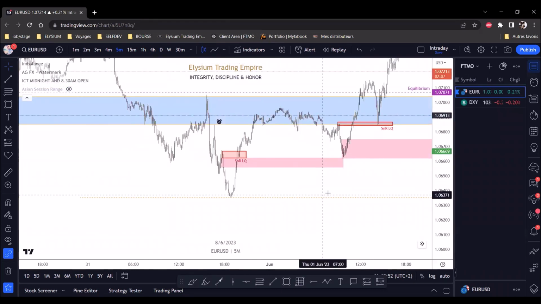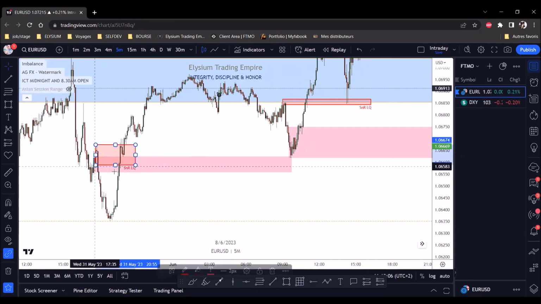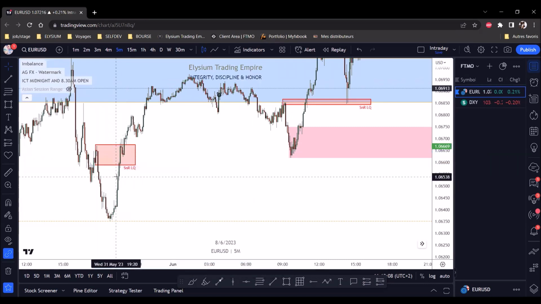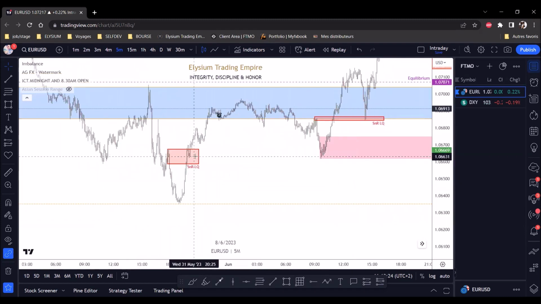So what does this consist of? Very simple. You have a break of structure and the price retests the breaker. So the breaker here is a 5-minute candle. Okay, just remove this one. And you see there is a retest of the breaker and it continues. Okay, and so the day after, this becomes liquidity.